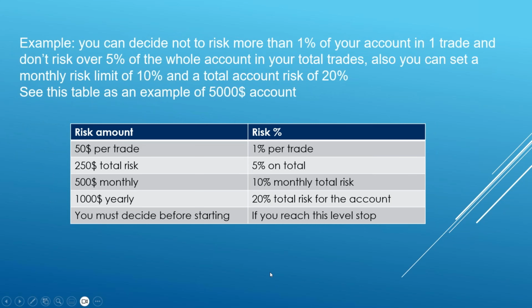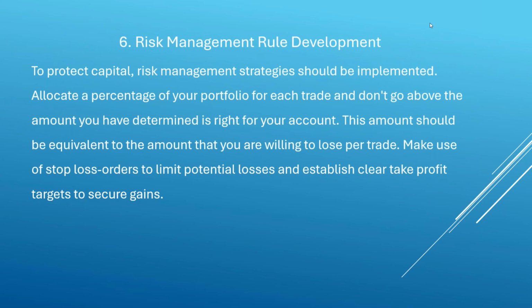Risk management strategies should be implemented to allocate a percentage of your portfolio to each trade, and don't go above the amount you have determined. I always say that 1% is enough. Okay, if you are risky, you can make it like 2%, but not more than this in each trade.